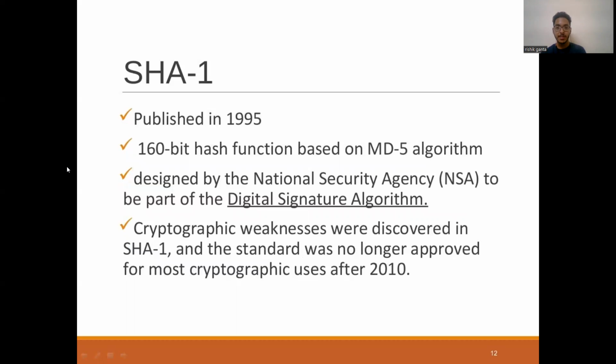SHA-1 was published in 1995. It is a 160-bit hash function based on the message digest 5 or MD5 algorithm. It was designed by the NSA, the National Security Agency of the USA, to be a part of the digital signature algorithm. Cryptographic weaknesses were discovered in SHA-1, and the standard was no longer approved for most cryptographic uses after 2010.